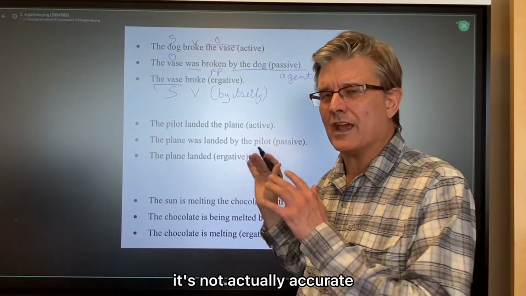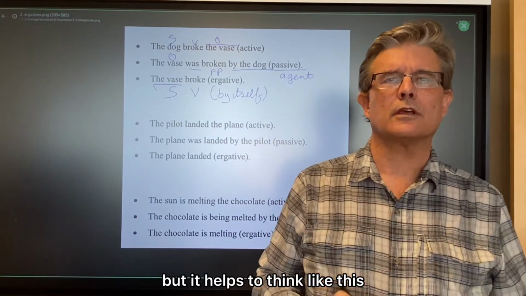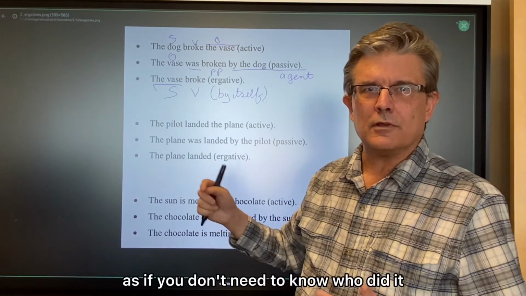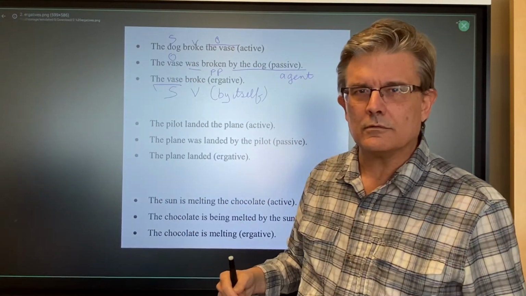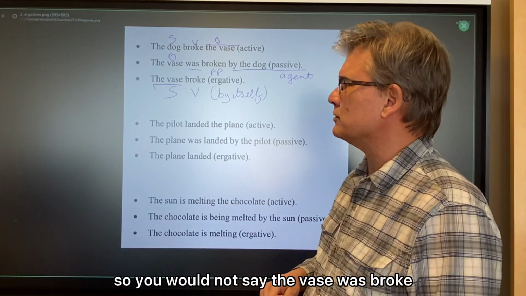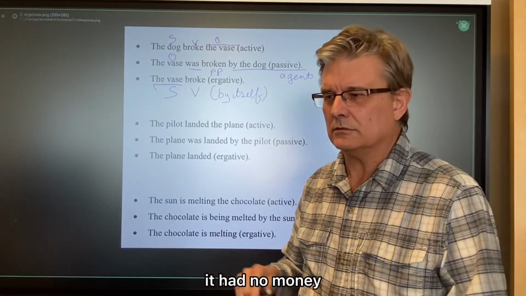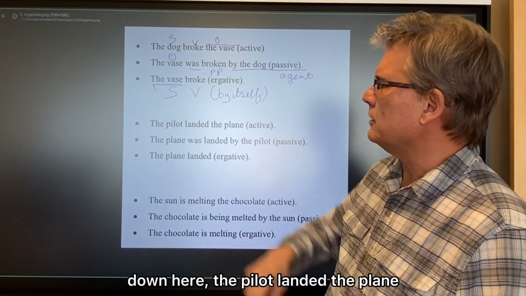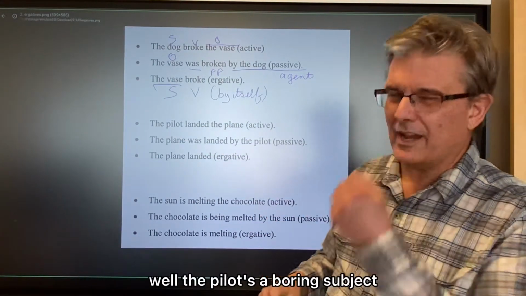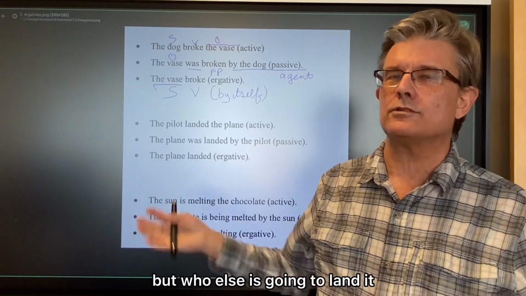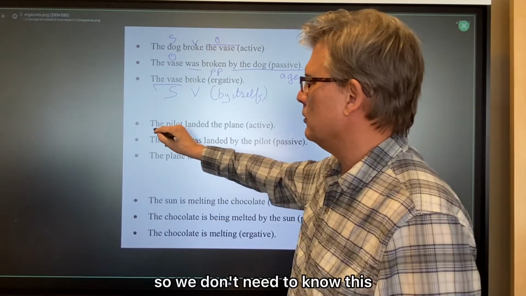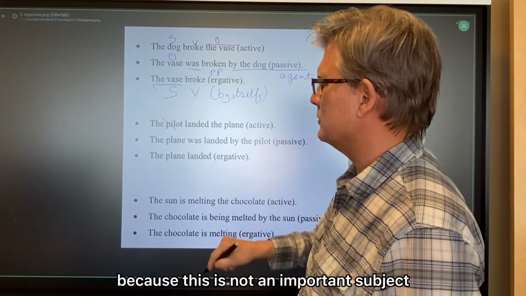It's not actually accurate, but it helps to think like this because this does it automatically, as if you don't need to know who did it. So you would not say the vase was broke. Ugh, it had no money, I don't know. The same is true down here. The pilot landed the plane. Well, the pilot's a boring subject. Well, who else is going to land it? Space aliens? So, we don't need to know this because this is not an important subject.